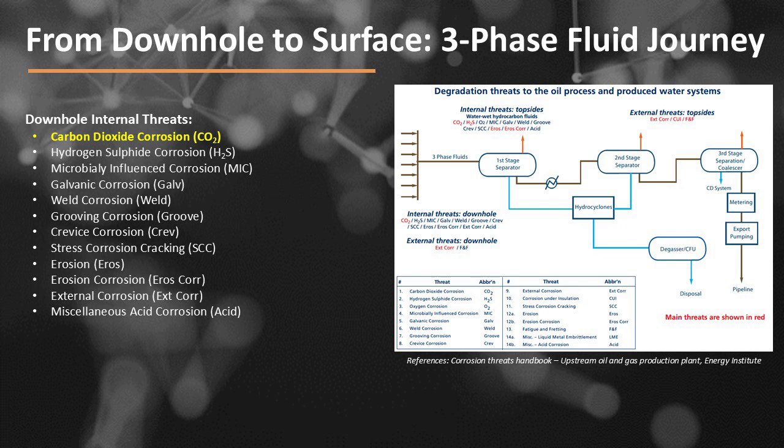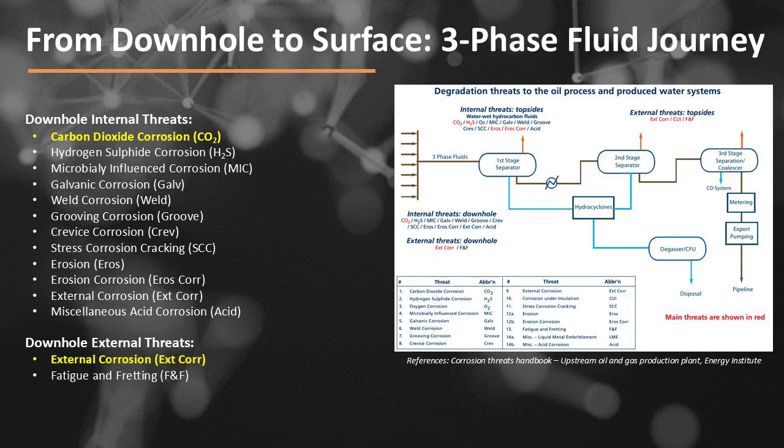While not internal, it's worth noting that external corrosion can affect downhole equipment, especially in poorly cemented or waterlogged annuli. Number 12 is miscellaneous acid corrosion, refers to corrosion caused by acidizing treatments or naturally occurring organic/inorganic acids in the formation. Proper material selection is key to mitigation.